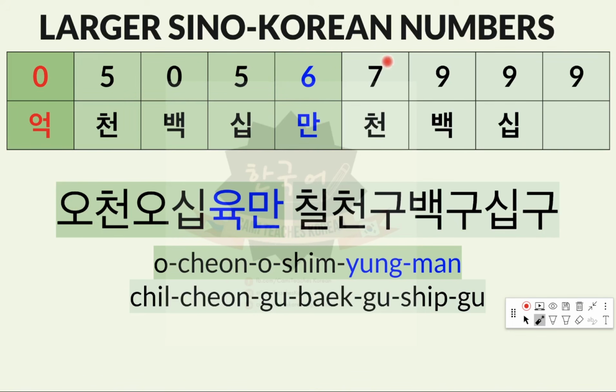So, yung 7,000, meron po tayo dito. In the next group, 7,000. Kubek for 900, kubek. Gusip for 90, gusip. And our last value, gu. So, to read this whole number na 50,567,999, 5,056,7,999.